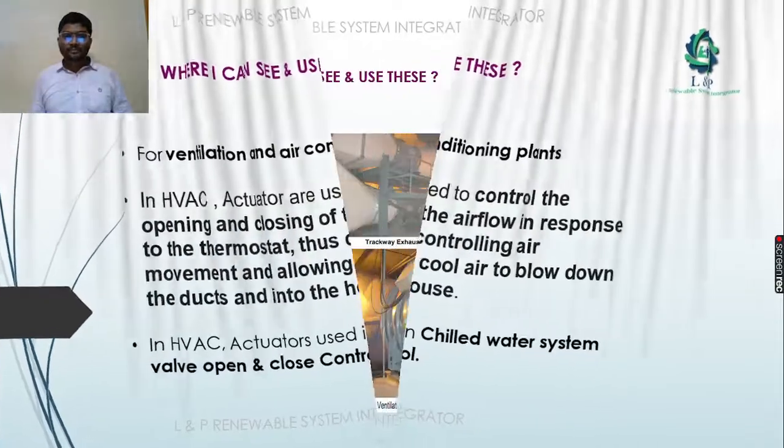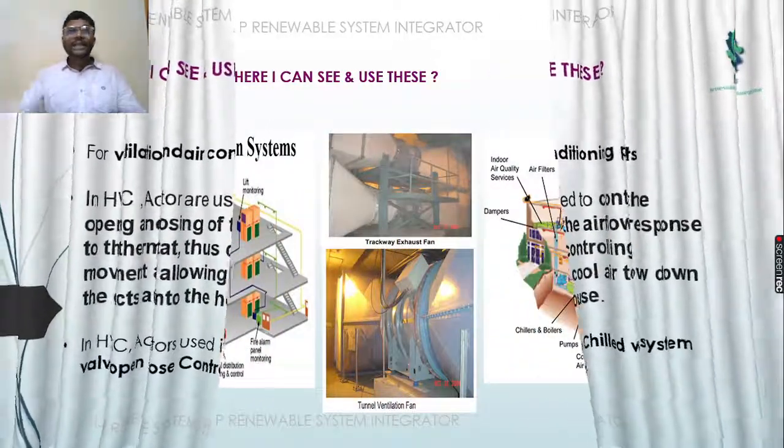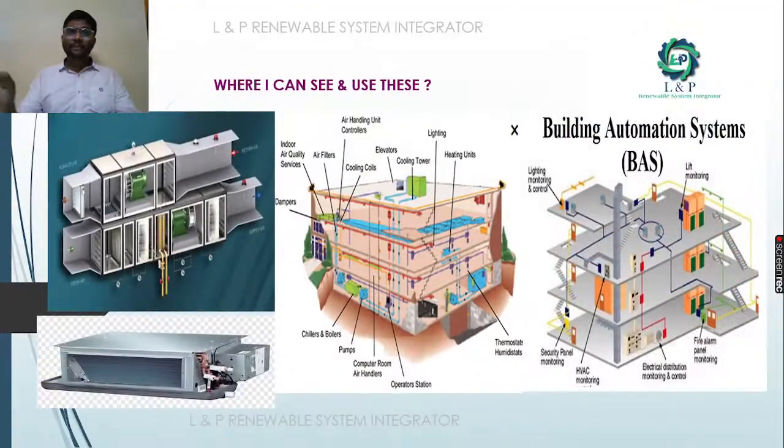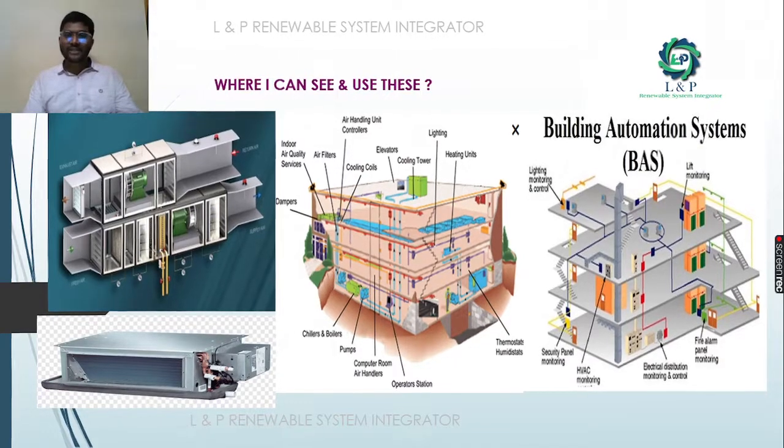As we said earlier, wherever there is a building automation system, a heating, ventilation and air conditioning system, variable air volume units, fan coil units, air handling units, and even chillers, in buildings, metro stations and even airports, we can use these. We can see these controllers inside the electrical control panel of this particular HVAC system.